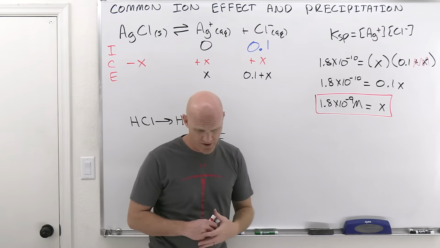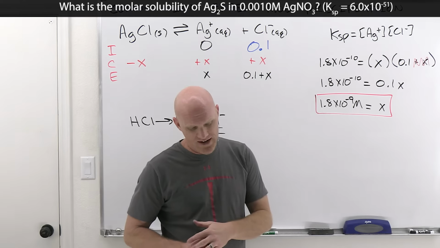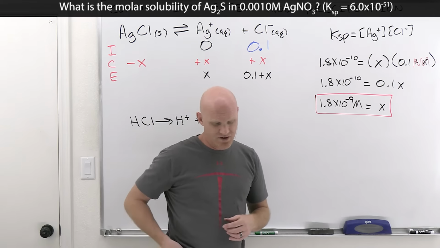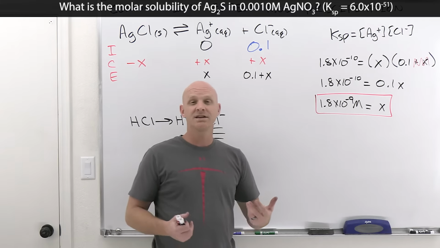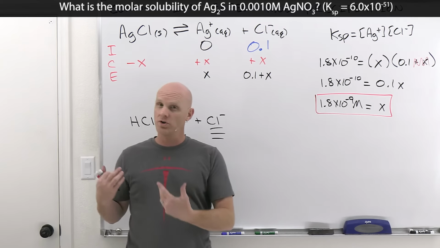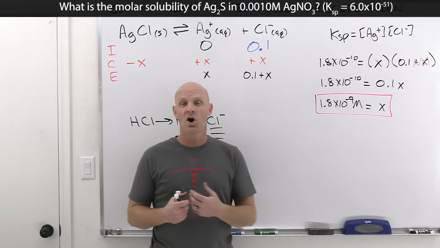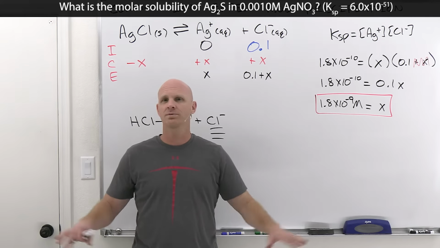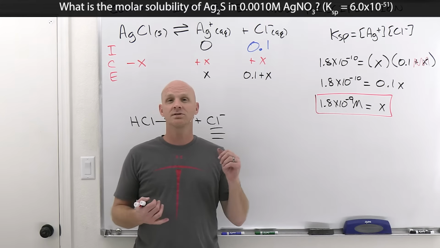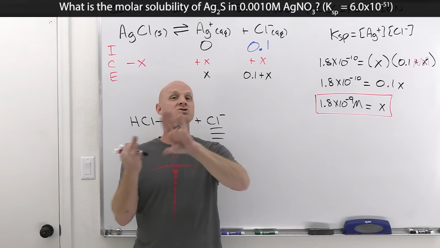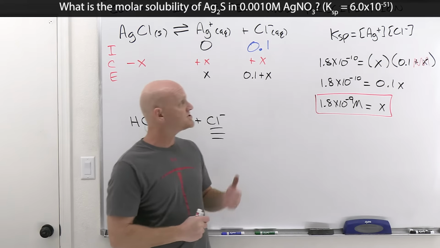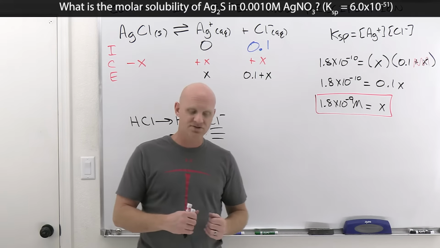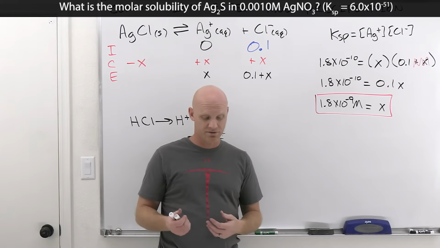Let's take a look at the next one here. What is the molar solubility of Ag2S in 0.001 molar AgNO3? So the key here is that AgNO3 is a strong electrolyte. If you go back to your solubility rules, all nitrate salts are soluble, all of them. And so your strong electrolytes include either strong acids, strong bases, or soluble ionic compounds. So in the first example, we had HCl, which was a strong acid. Now we have a soluble ionic compound in AgNO3.